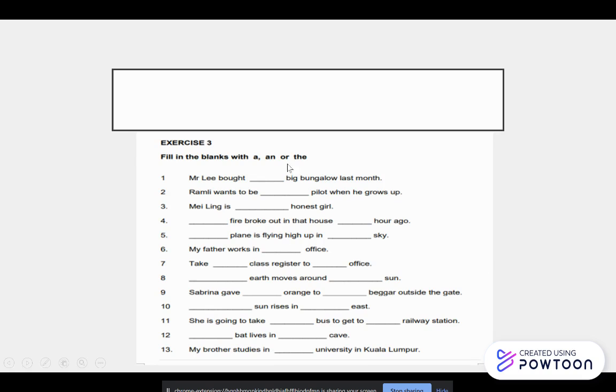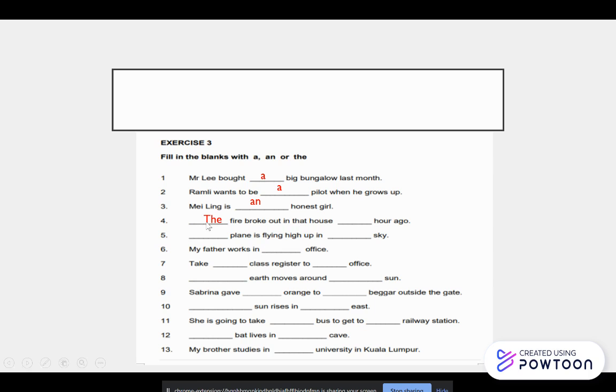So same here, we have another practice. This is also article. So you have to fill in whether it's a, an, or the. Mr. Lee bought a big bungalow last month. So you're mentioning about one big bungalow. So we don't say the, so it's a here. Ramli wants to be a pilot when he grows up because it's what he wants to be among a group. He wants to be also a pilot. Mailing is an honest girl. Why we use an? Because of the H, the sound is a vowel sound. So because of that, we use an, even though H is a consonant.